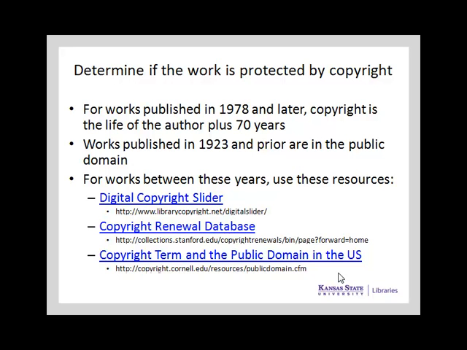The first step is determine if the work is protected by copyright. For works published in 1978 and later, the length of copyright is for the life of the author plus 70 years. Works published in 1923 or earlier are generally in the public domain. For works between these years, there are several useful online resources, including the Digital Copyright Slider, the Copyright Renewal Database, and Copyright Term and the Public Domain in the United States. Let's take a quick look at each one.